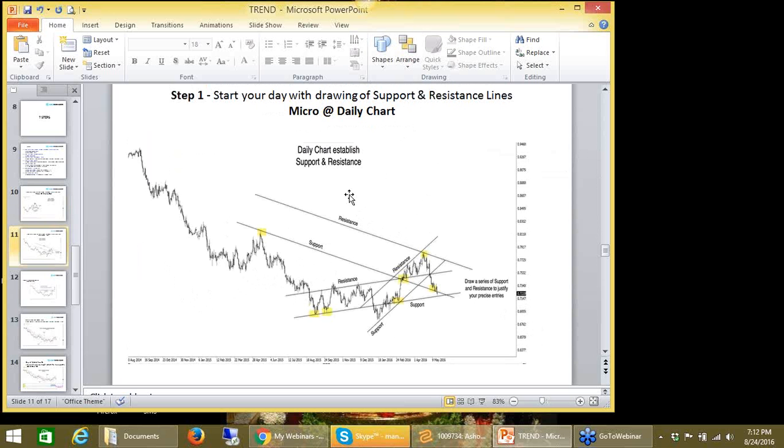Step number one: the macro wave, on the daily chart. This one also, we want to find out the support and resistance. Also draw it: how many support and resistance lines can you draw, how many trend lines can you possibly draw?